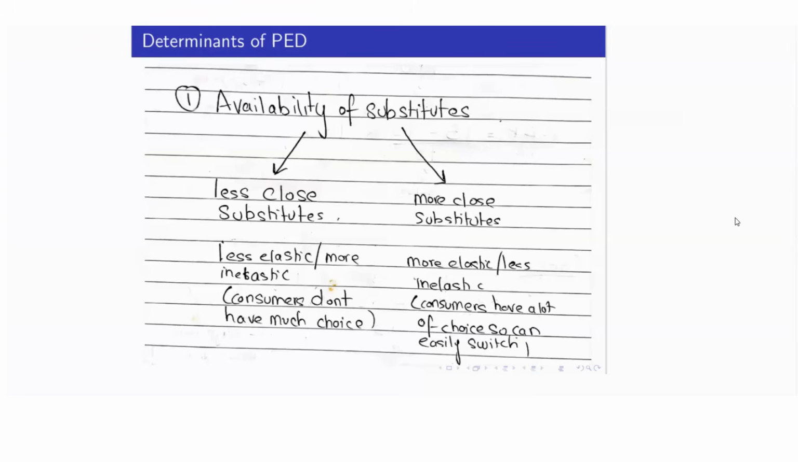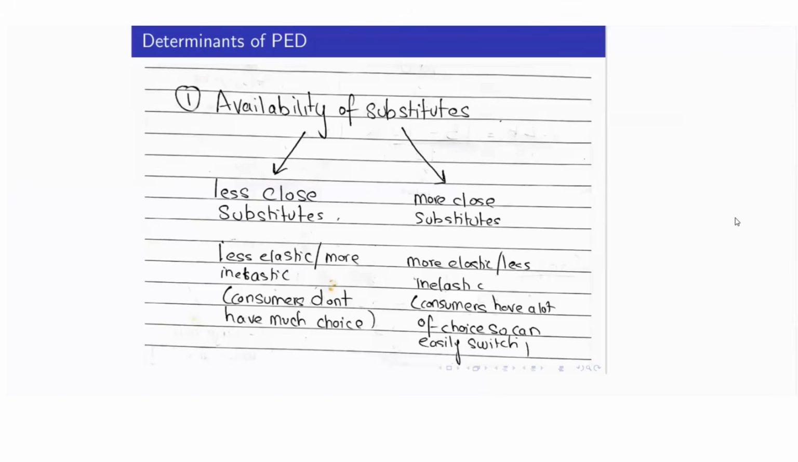Similarly, if the price of your commodity decreases, quantity demanded will increase by a lot, as people who were initially using the substitute will now decide to switch to your commodity. So in this case, when price changes, quantity demanded stretches by a lot because a lot of close substitutes are available, so it's easy to switch. The consumers have a lot of choice, so they can easily switch.